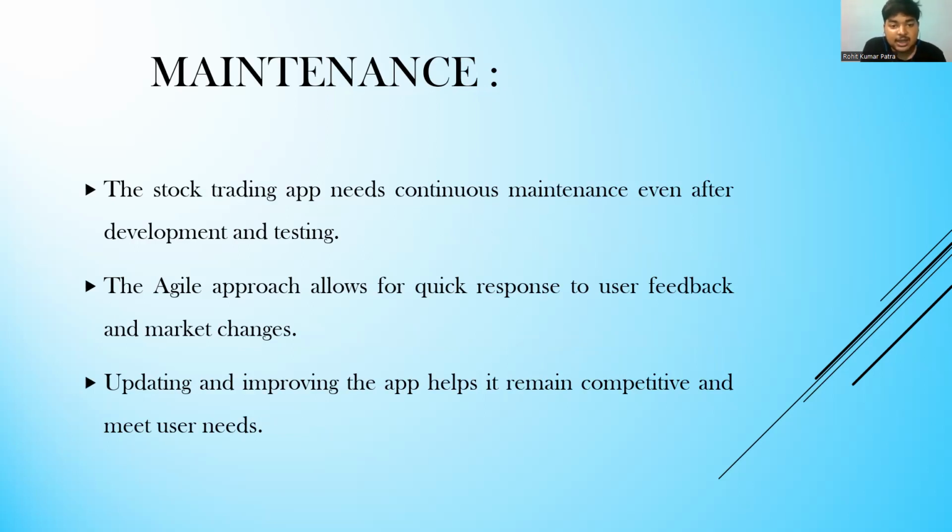The stock trading application needs continued maintenance even after deployment and testing. After testing, even if no error is found, the customer may say, I want this feature, I want that feature, or I don't like this feature. At that time maintenance is required. The agile approach allows quick response to user feedback and market changes. Another point is that updating and improving the app helps it remain competitive and meet user needs.